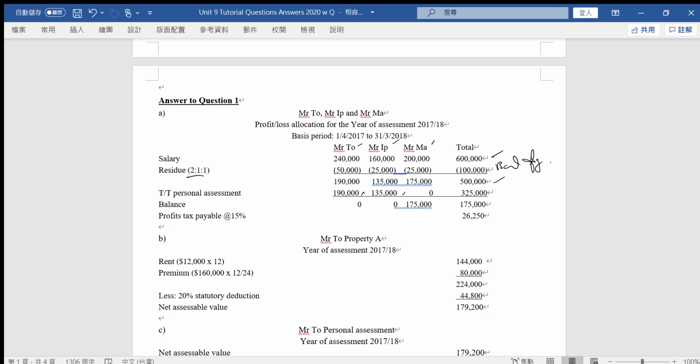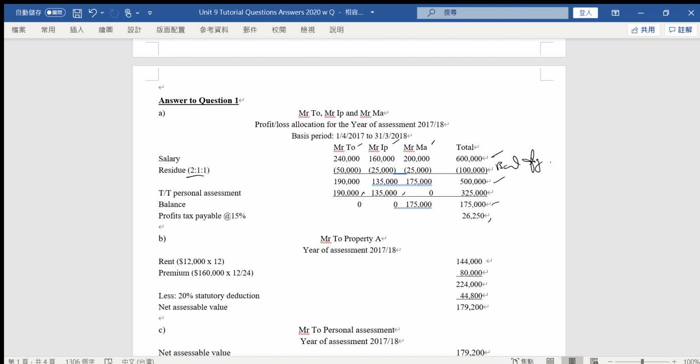What is left behind in the partnership will be these figures, and this partnership company will be required to pay the profit tax on this amount. The other two will be transferred to the concerning partners to have their own personal assessment.